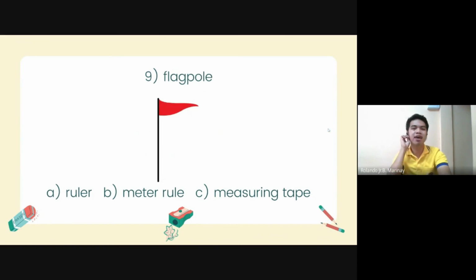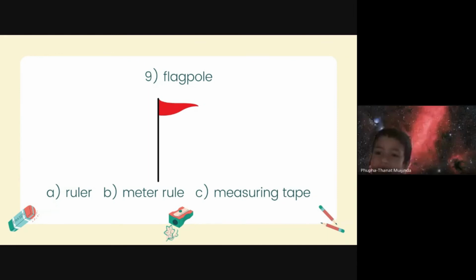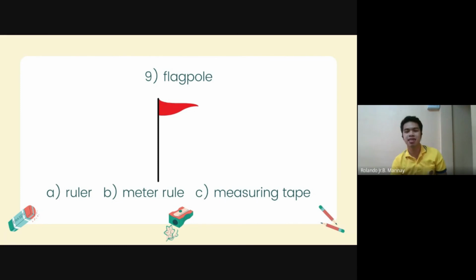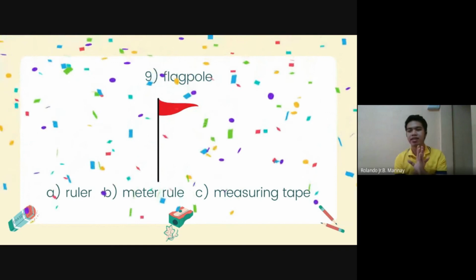Next, number 9. Flagpole. Flagpole is where we see the flag. The answer is C, measuring tape. Very good, everybody.